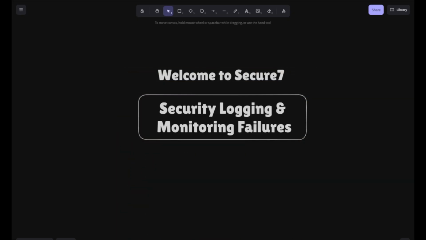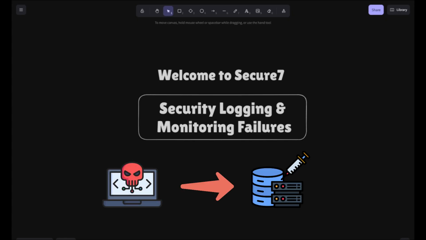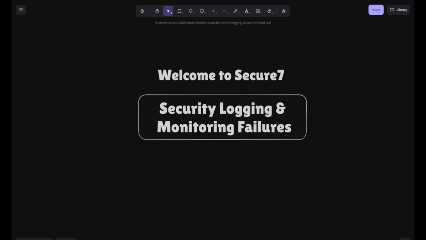Today, we're focusing on a silent but deadly vulnerability in the OWASP Top 10, security logging and monitoring failures. Unlike flashy exploits like SQL injection, this weakness often lurks in the shadows, allowing attackers to remain inside a system for months or even years without being detected. By the end of this video, you'll understand what this failure is, why it happens, see real-world examples, watch a demo, and learn how to protect your organization.